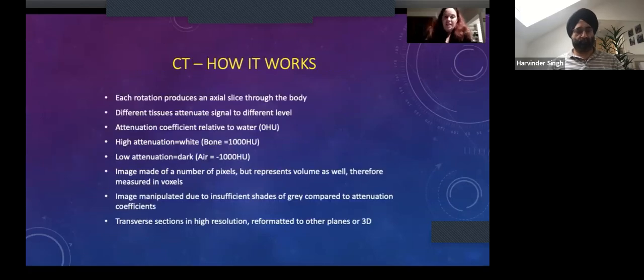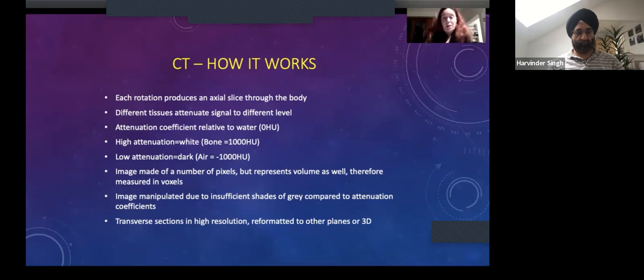With a CT scanner, each rotation produces an axial slice through the body, and initially this was a slow process and there had to be pauses between each axial rotation. However, this has sped up with new generations of scanners. Different tissues attenuate the signal to a different level, and there is an attenuation coefficient with CT scanning. They're all judged relative to water, which is 0 Hounsfield units.